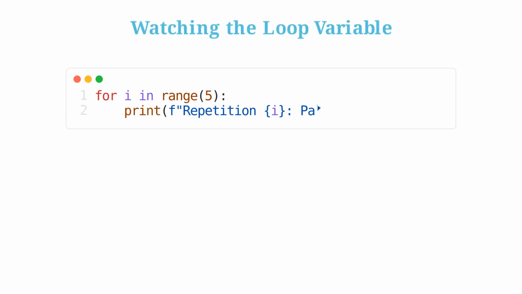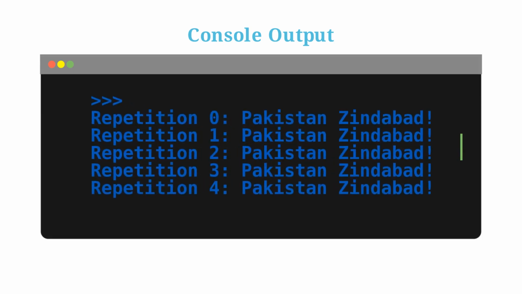Let's watch our loop variable i in action. Each time through the loop, i changes to the next number. First it's 0, then 1, then 2, and so on. See how i starts at 0 and goes up to 4? That's 5 repetitions total, exactly what we wanted.